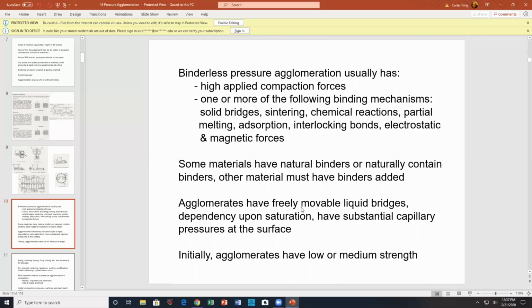Agglomerates have freely movable liquid bridges. That's interesting, depending upon saturation, having substantial capillary pressures at the surface. I was playing around trying to figure out how to talk about capillary pressure. To give you an idea of capillary pressure, take a tissue and fill the sink up with water, put the tissue along the sidewall of the sink, and watch the liquid climb into the tissue. It's substantial capillary pressure happening right there. We have liquid in there, obviously, under this set of circumstances.